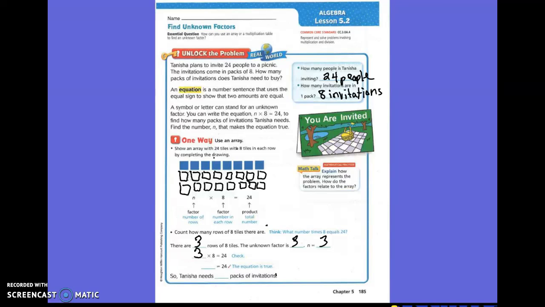24? The answer is what? 24, and 24 equals 24. So Tanisha needs how many packs of invitations? She needs 3 packs of invitations to get 24 invitations. She needs 3 packs of 8 invitations. She has to buy this. 1 pack only has 8. So she has to buy 2 packs to get to 16, 3 packs to get to 24. Go to the next page.